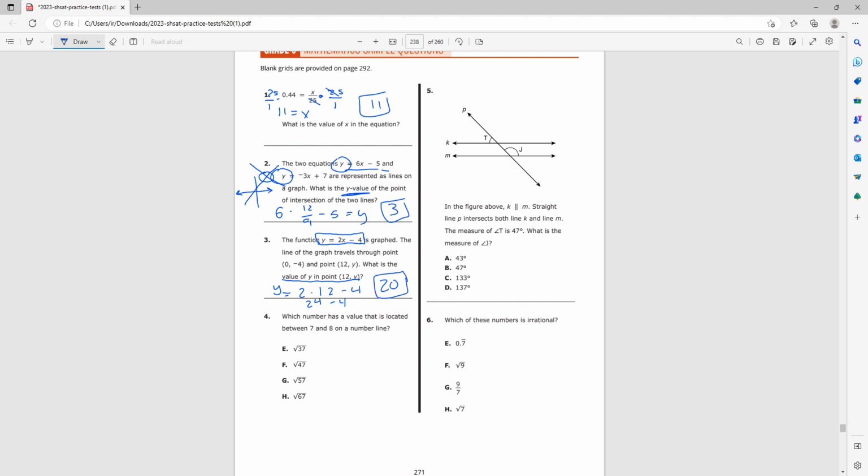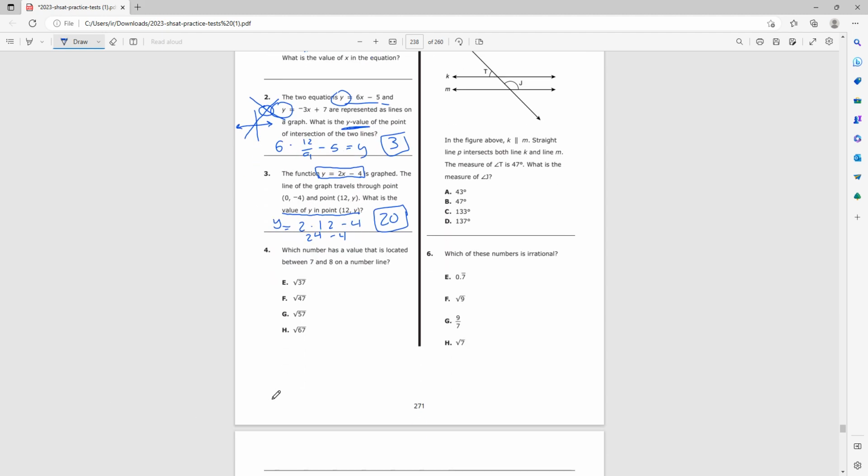That's all you have to do for this problem. Number 4 asks, which number has a value that is located between 7 and 9 on the number line? Now note that for this test you don't have a calculator, so obviously you're not going to be able to calculate what radical 67 is. So there is one way that you can avoid radicals on this test, and that's simply squaring.